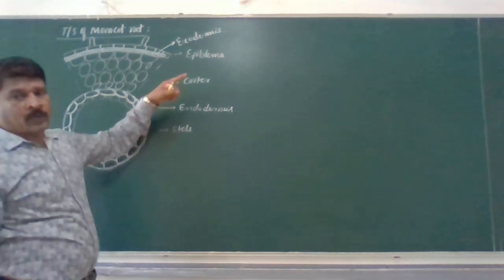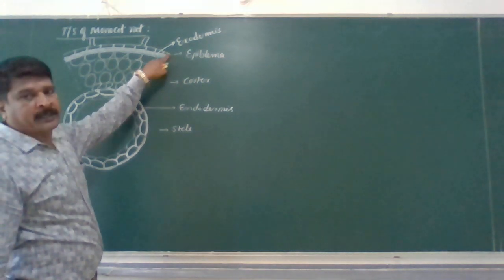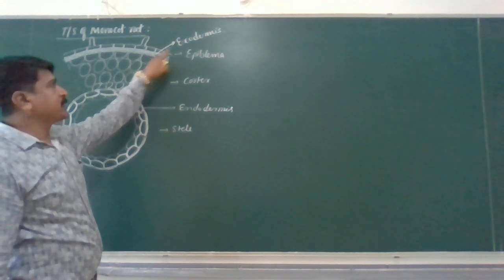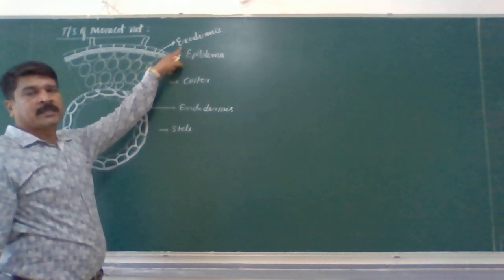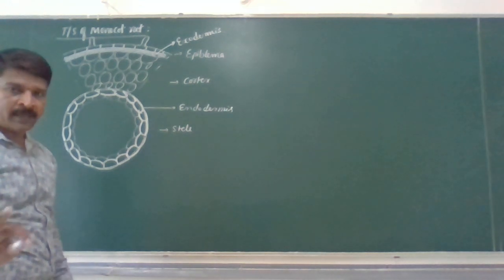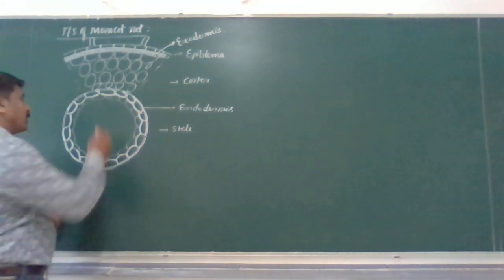In the old monocot root, when the epiblemma dies, the outermost cortical cells become thick walled. Such a layer of cells is called exodermis. It always protects the underlying tissues. Clear? Okay, listen to me.